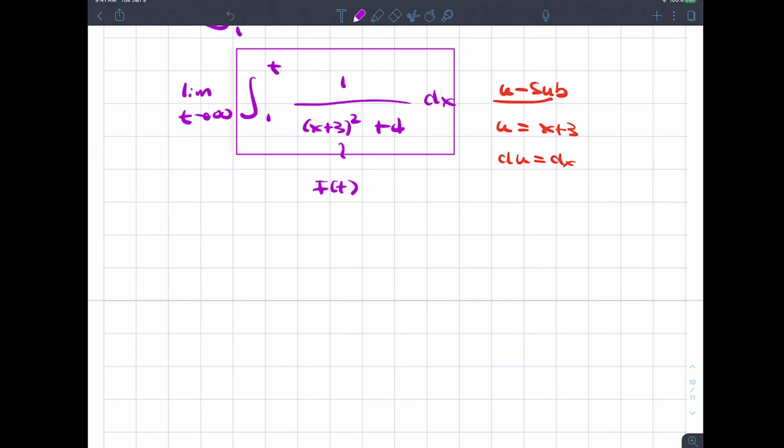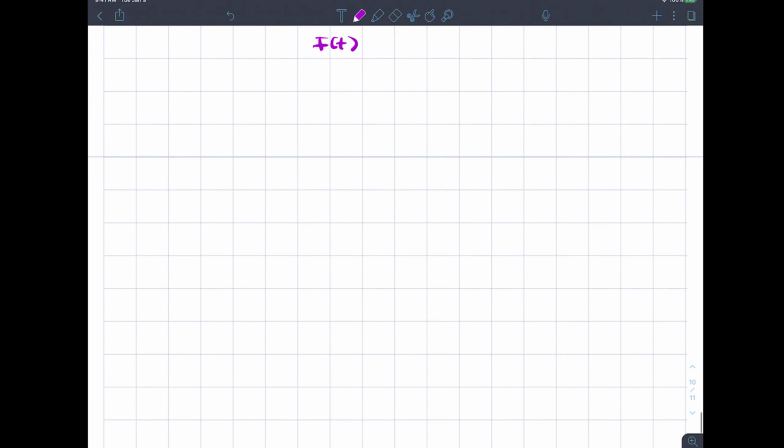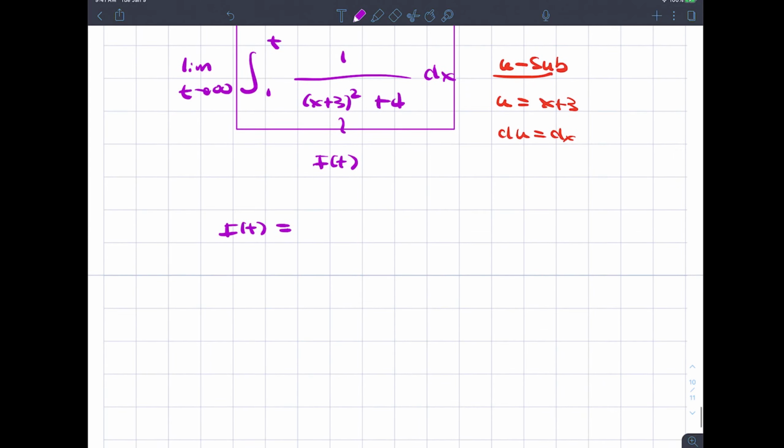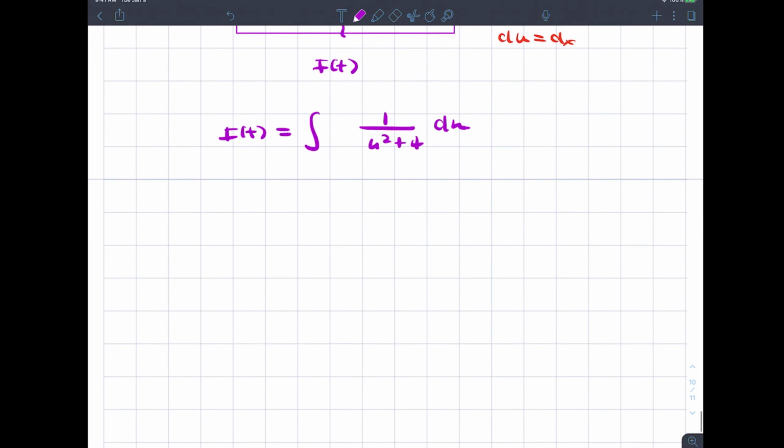Here's I of t. I of t, you're going to see, well, all right, let's actually give you some detail. Yeah, that's 1 over u squared plus 4 du. Don't put the limits because the limits are in terms of x, right? So you guys know what this is.